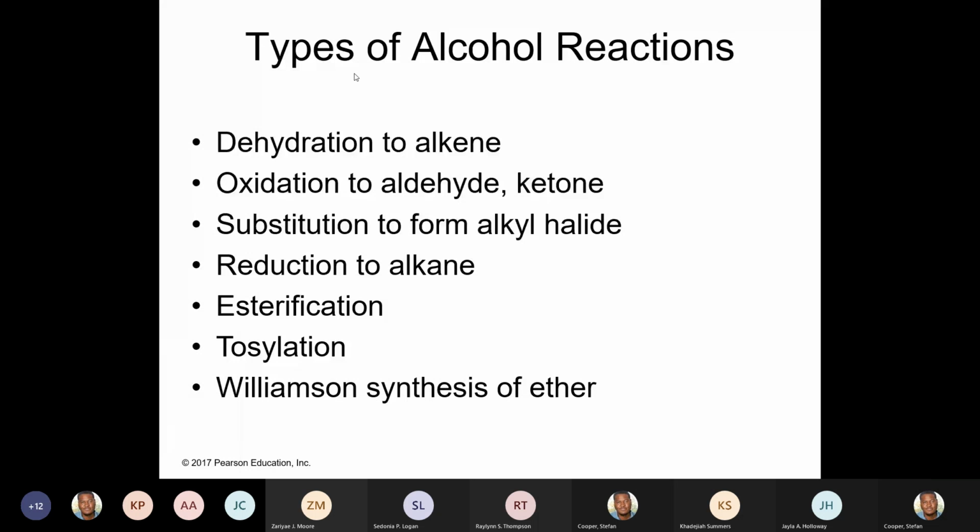Okay, I can do a substitution. So instead of having ROH, I can now have R halide, which would be R bromide, R chloride, R iodide, or R fluoride. So we'll talk about substituting. We can substitute the OH for something else.